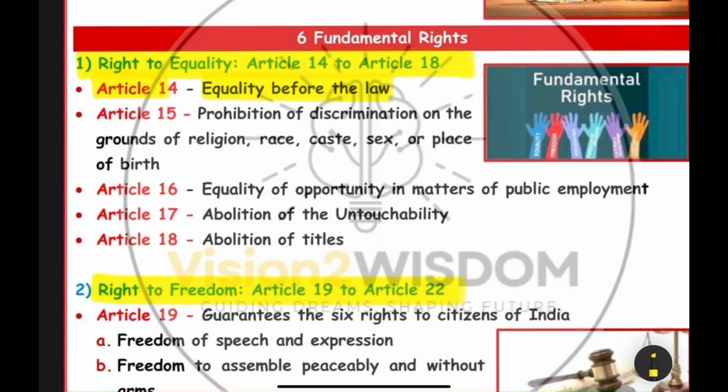So equality before law tells us about these things. Equality before law means that law can be applied equally on both. This is the main important thing related to Article 14.